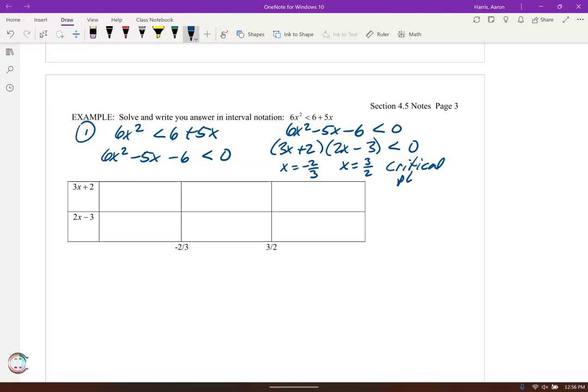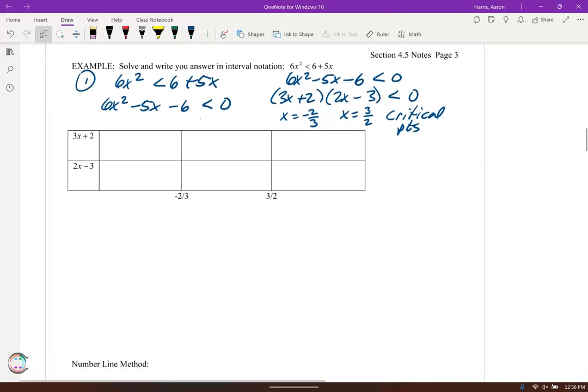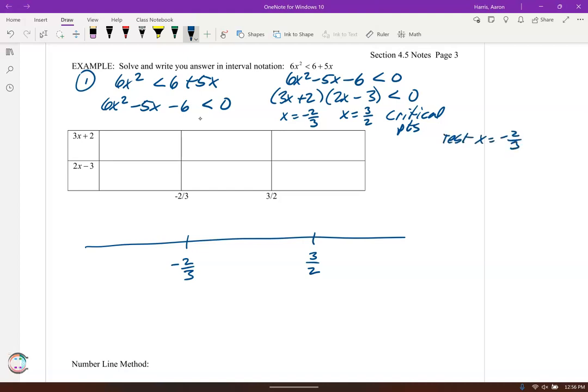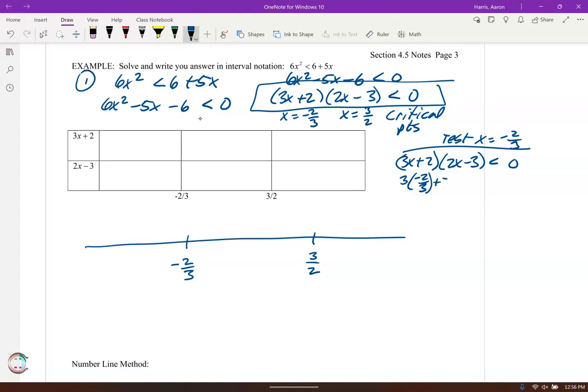So my critical points are anywhere where this equals 0 or is undefined. We haven't done an undefined situation yet. Okay, we have to decide, will I include these points as part of my solution first? Before I start testing intervals, I have to decide if I'm going to include them. So I throw negative 2/3 in. Right, I'm testing it into here. So I have 3x plus 2, 2x minus 3, is that less than 0? Well, 3 times negative 2/3 is negative 2.